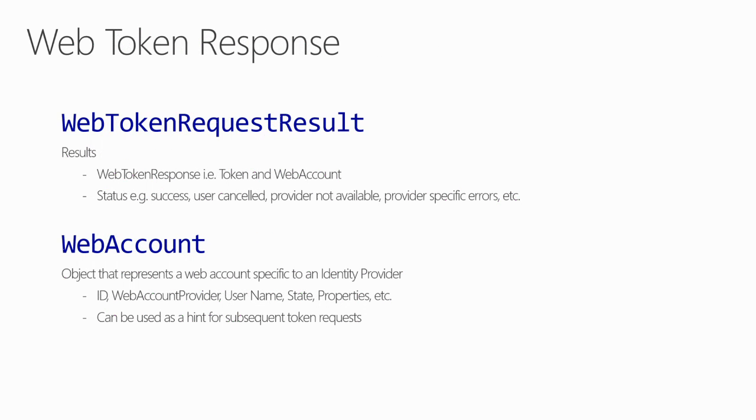So once you are authenticated, you need to get the response, right? You need to grab the token. Those are available using the web token request result and the web account property. And we will see that in the demo once we get familiar with it. Going back to the demo would help us to understand what we do.